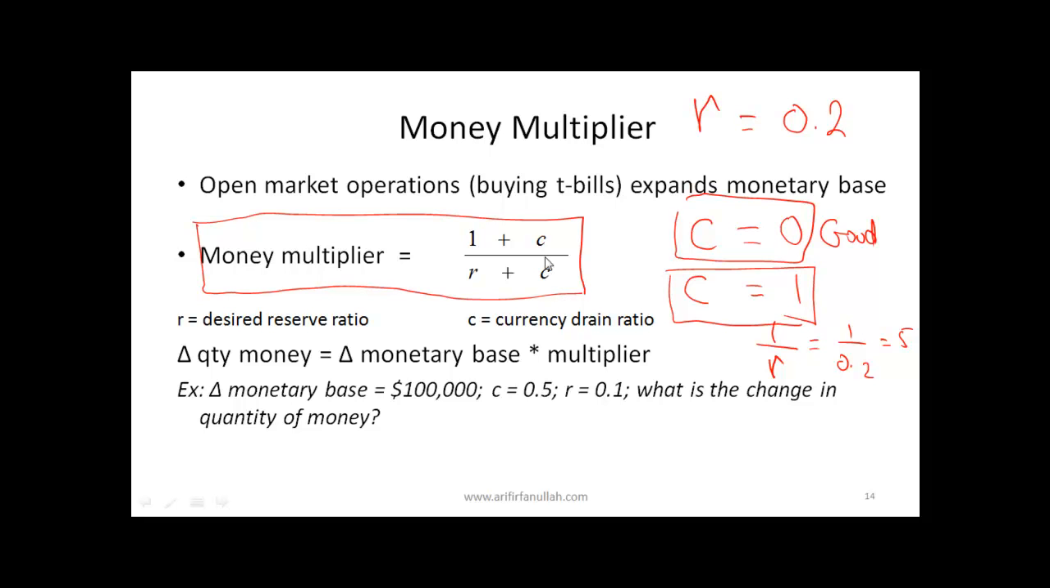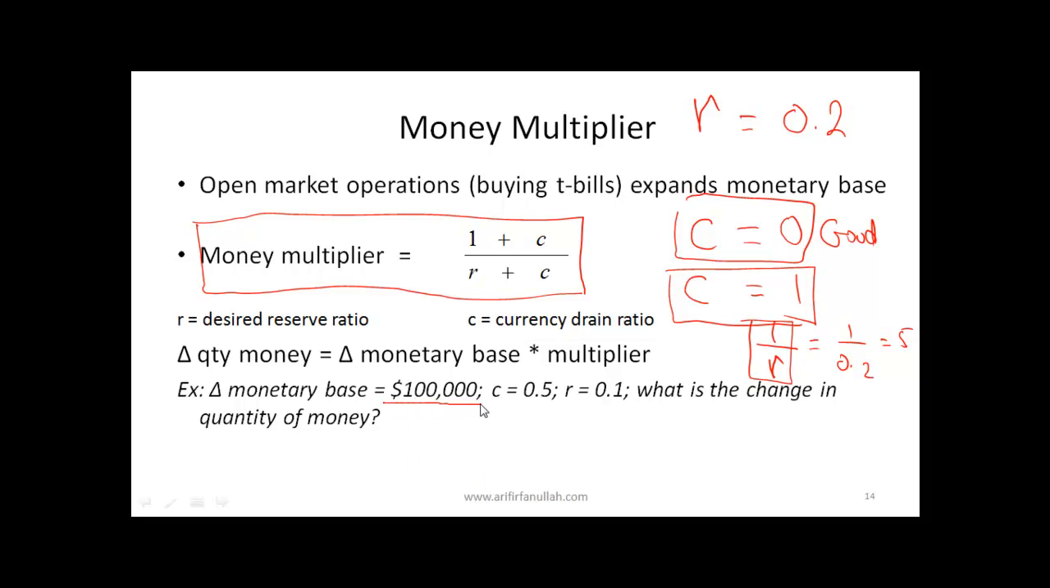So what is the money multiplier when C is equal to 0? As I've shown you already, when C is equal to 0, your multiplier is simply 1 over R. When C is non-zero, then your money multiplier is (1 plus C) divided by (R plus C). So you can do a few simple examples. Let's just do this one together.